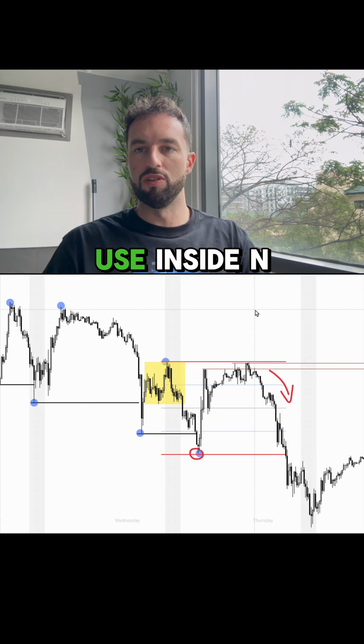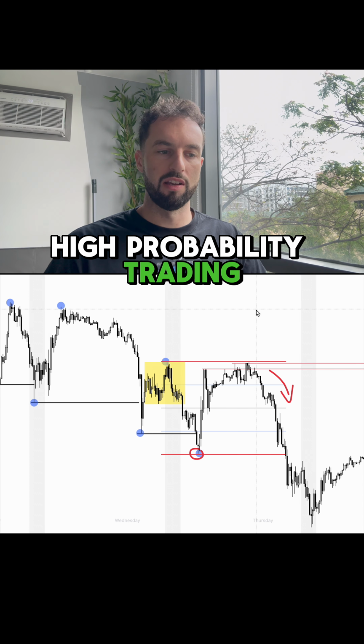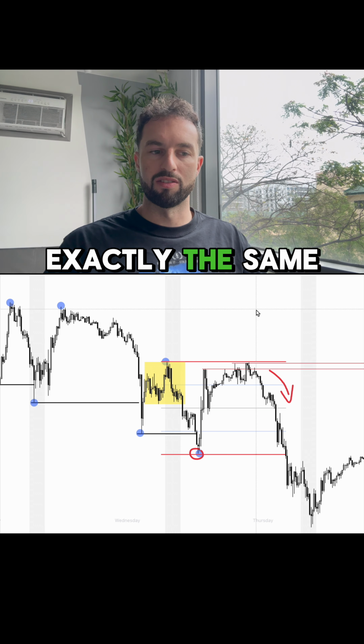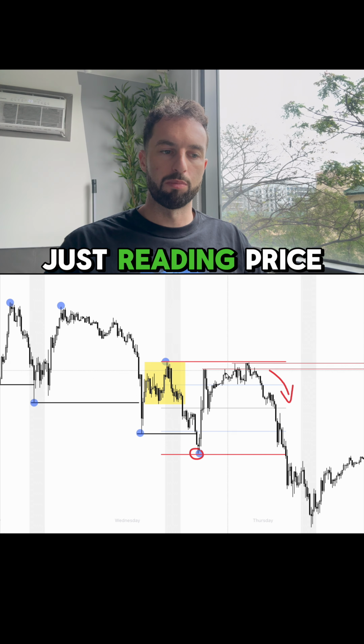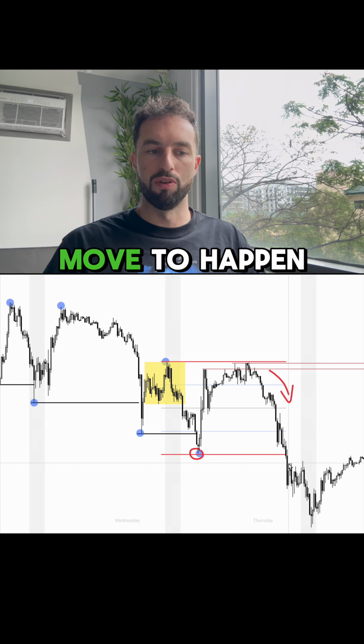This is the framework that we use inside NJT to create consistent and repeatable high probability trading ideas that always follow exactly the same process. And this is just reading price action at points of mitigation where we're anticipating the next biggest move to happen within the market.